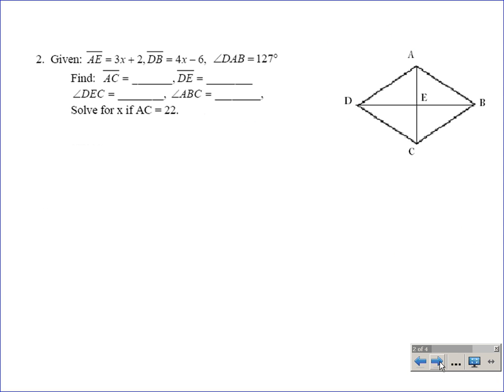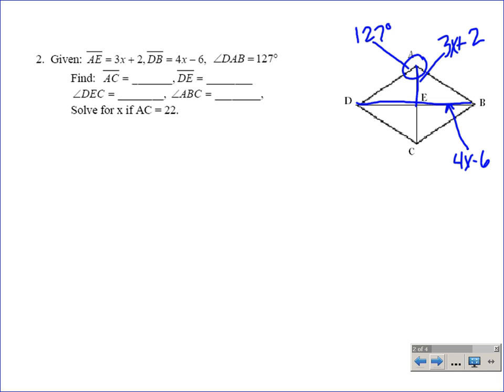We look at this. Now all of a sudden they put variables into it. Not a huge deal, but here's some variables. It says AE. This part right here is just, maybe I'll draw this, 2x plus 2. DB, the entire thing here, draw a little arrow for that guy, that's 4x minus 6. And angle DAB, so this whole angle right here, that's 127. This is really sloppy. Okay?